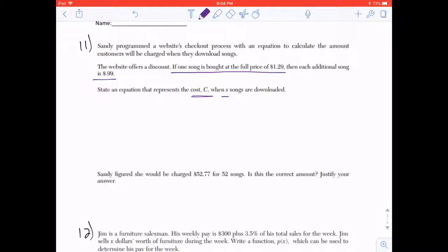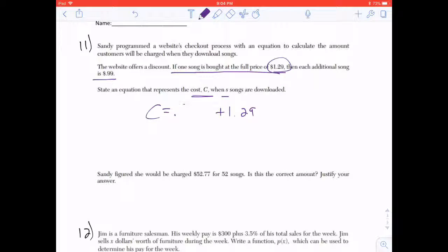And this is a linear equation. Each song is 99 cents after we purchase the first one. We know $1.29 is going to be charged once. We're going to have plus 1.29. We have C equals. Now we do have to account for one song being downloaded.